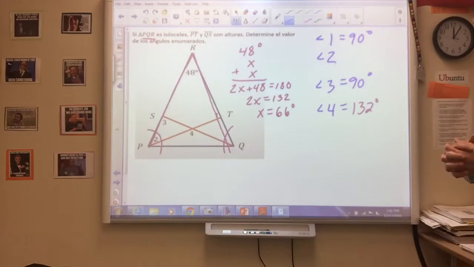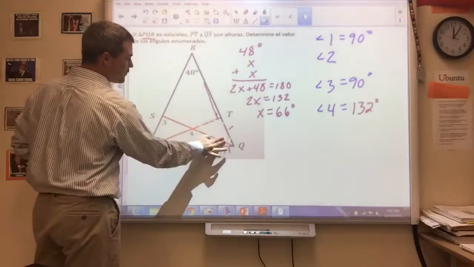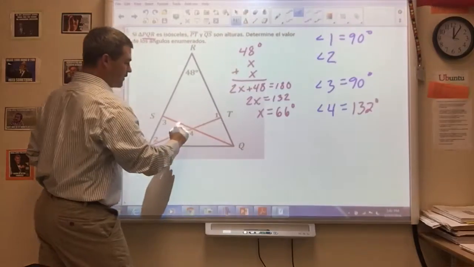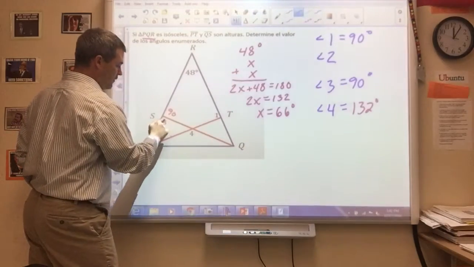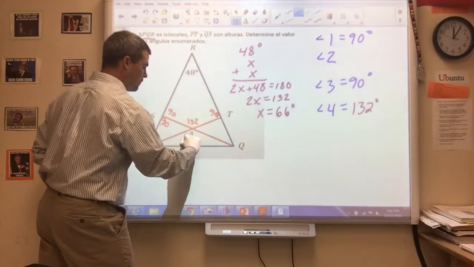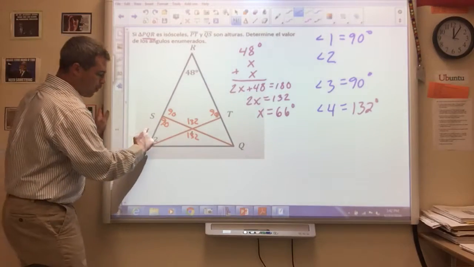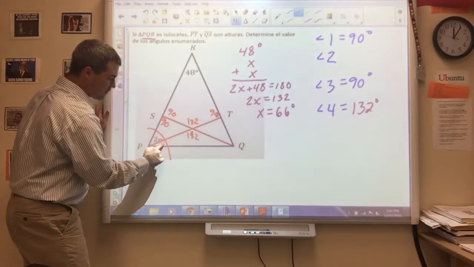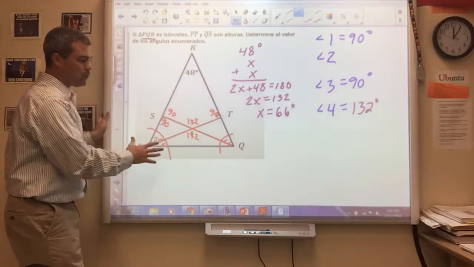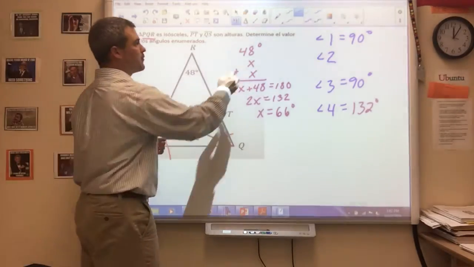Now, why is that important? Well, now knowing the information that I was given and some of the pieces that I solved for, just to write that in its place, this is 90, this is 90, this is 90, 132, 132. Now, although I know the whole of this angle is 66, and the whole of this angle is 66, I don't really need that to find the answer to angle 2. It was just additional information that was useful.